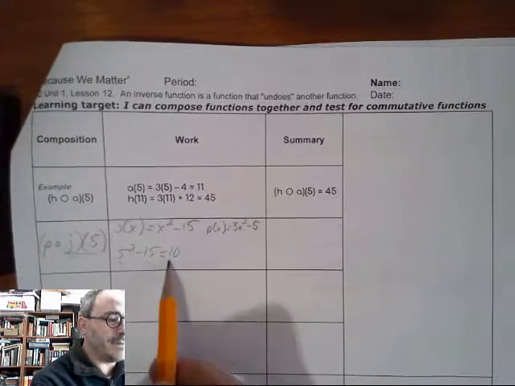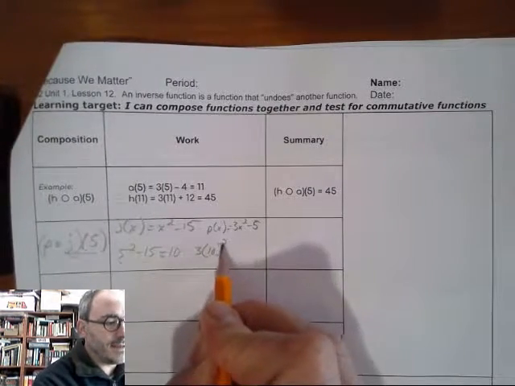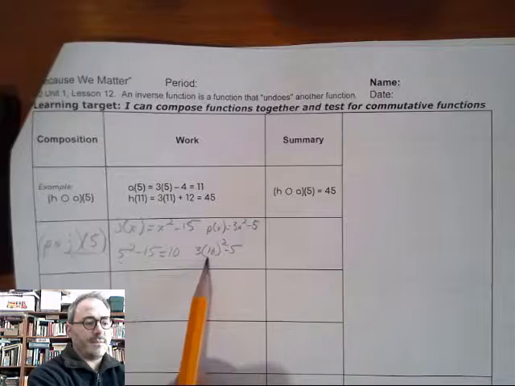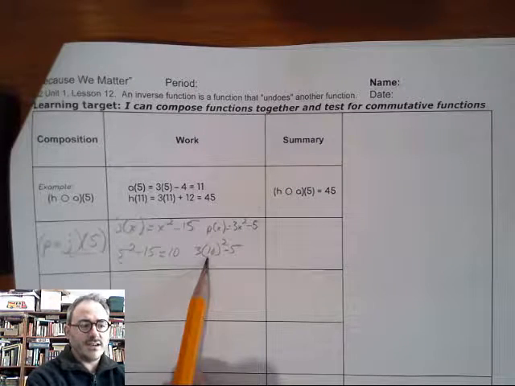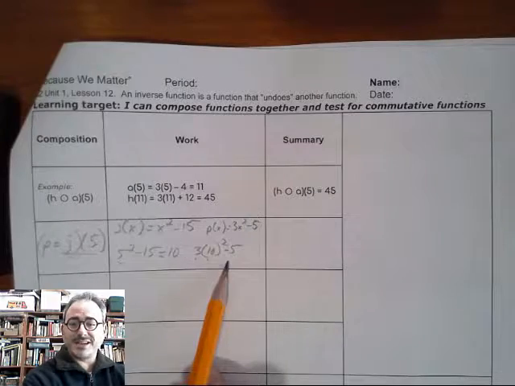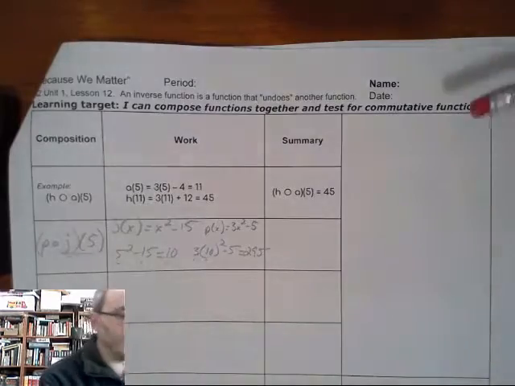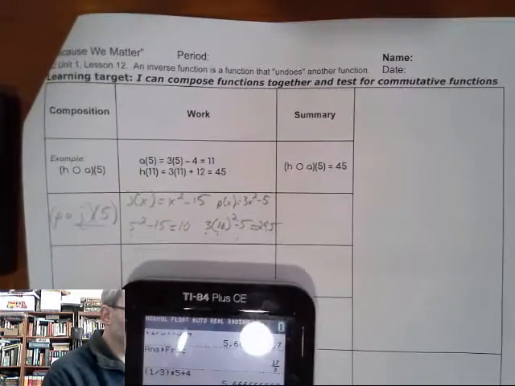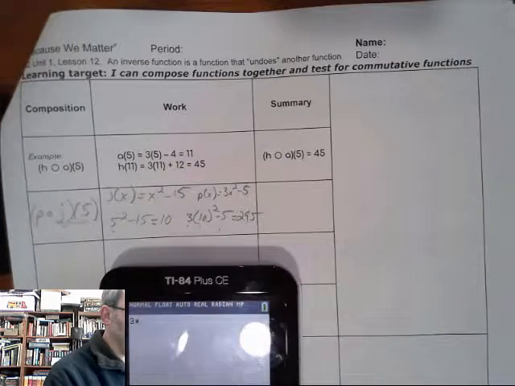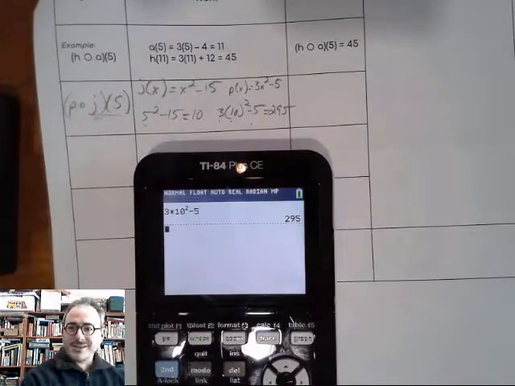Use those tools. I'm now going to plug 10 into the p of x. I get 3 times 10 squared minus 5. I'm going to do the parentheses first and the exponent first. 10 times 10 is 100. 100 times 3 is 300. 300 minus 5 is 295. I did that all in my head. You might want to use your calculator. Let me show you what that would look like. 3 times 10 to the second power minus 5. Boop, 295. Wasn't that easy?